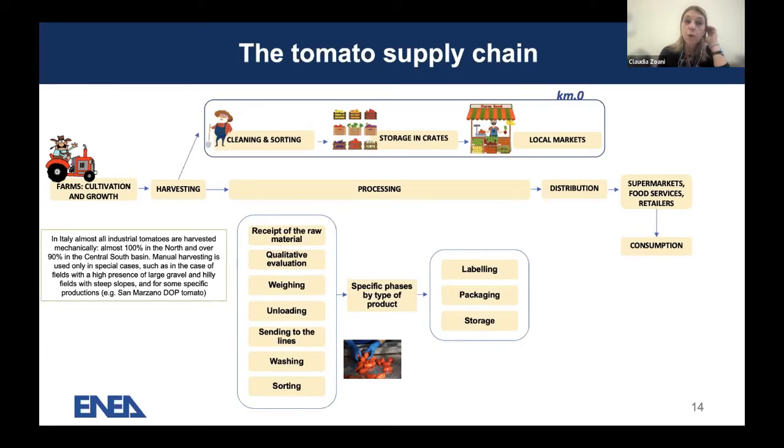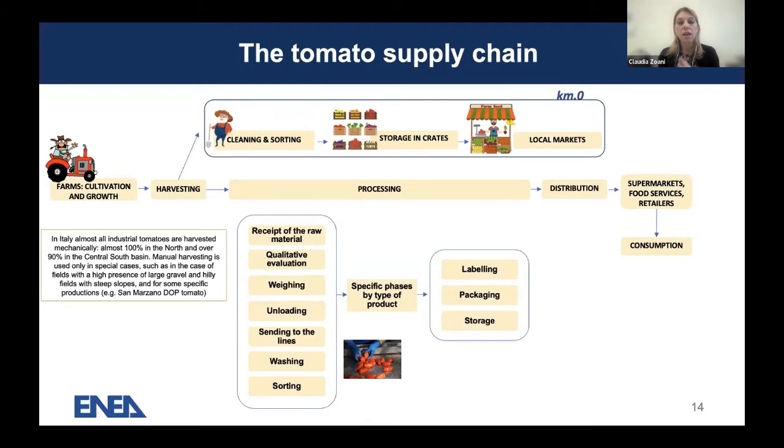So we have to take into account that for harvesting in Italy, almost all industrial tomatoes are harvested mechanically. We can say that it applies to 100% in the North production basin and around 90% in the Central South production basin. We have manual harvesting only for very special cases, like, for example, fields where we have particular geographical or territorial conditions that make it impossible to apply the mechanical harvesting. But the most important is that we apply the manual one for some specific production, like the San Marzano PDO tomato, because it is in the production specification for the PDO.